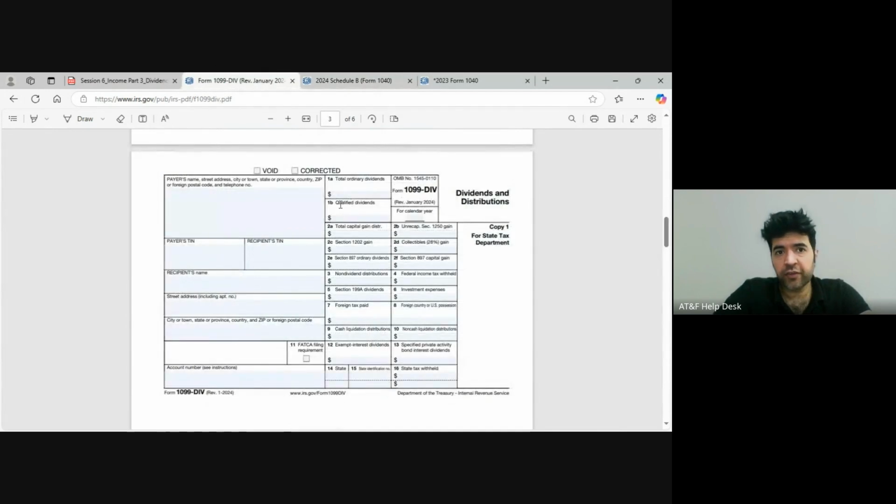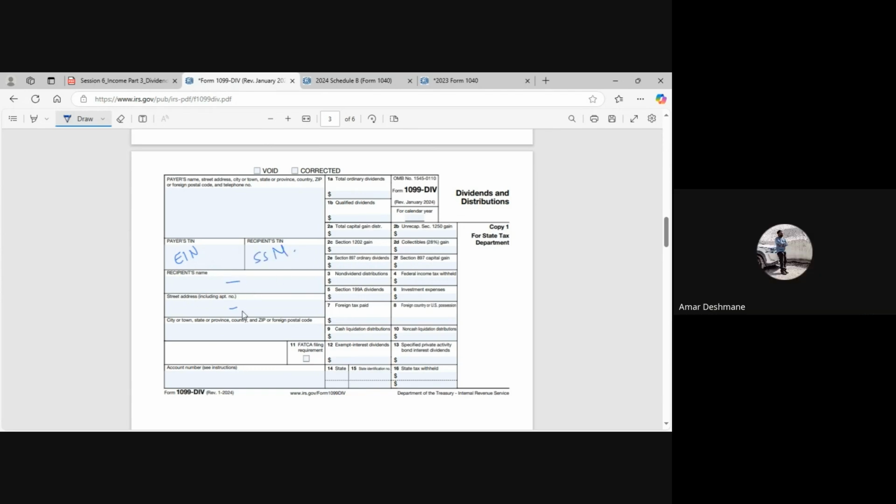So if we see, this is 1099 DIV. Initially, these are the basic details: payer's name, address, and TIN number. As I told you, it is the same as EIN, or what we call PAN in India. Recipient's TIN will be SSN for individuals. Recipient's name and address will be there.